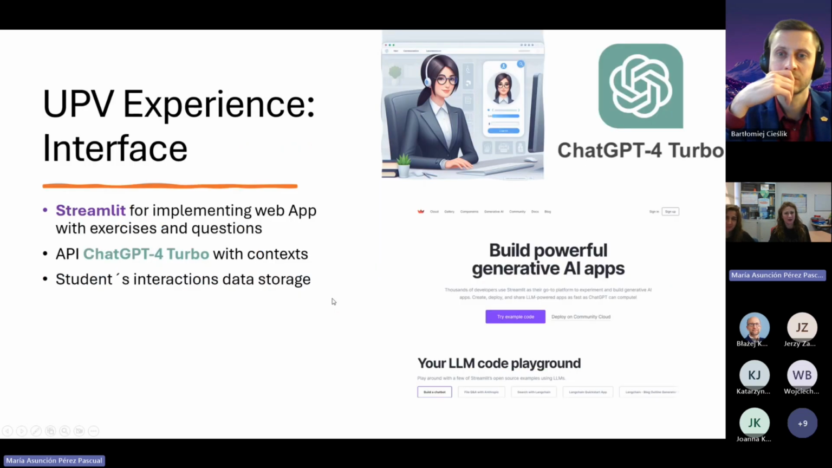Our website is implemented using Streamlit. It's very easy to program with this platform. It is connected with ChatGPT Turbo, but we can change the connection and use another artificial intelligence because it's only a matter of changing the code. And we are saving all the students' interactions in order to analyze them and continue with our research.